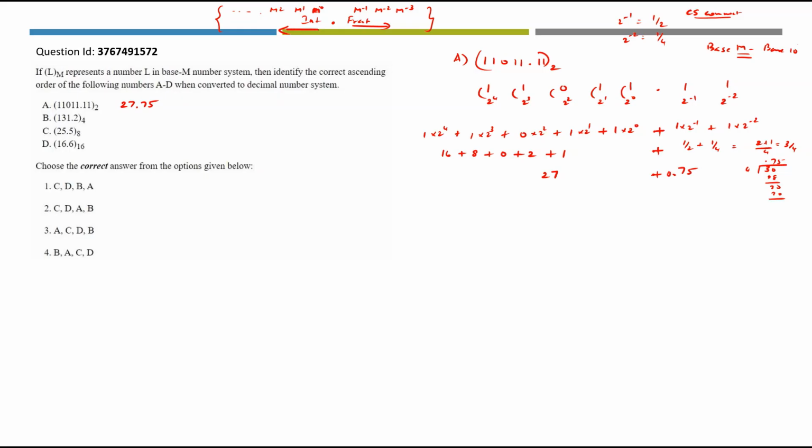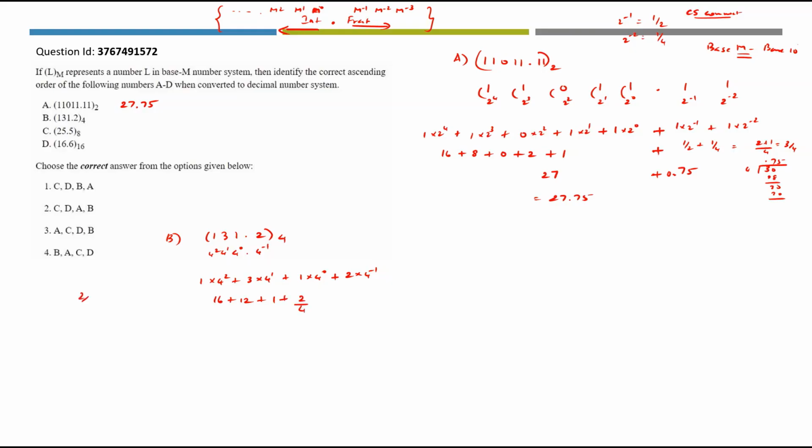27 plus 0.75. What about B? We have 131.2 to the base 4. So this will be 4 power 0, 4 power 1, 4 power 2, and here this is 4 power minus 1. So 1 into 4 square plus 3 into 4 power 1 plus 1 into 4 power 0 plus 2 into 4 power minus 1. 1 into 4 square is 16 plus 3 into 4 is 12 plus 1 into 1 is 1 plus this can be written as 2 by 4.